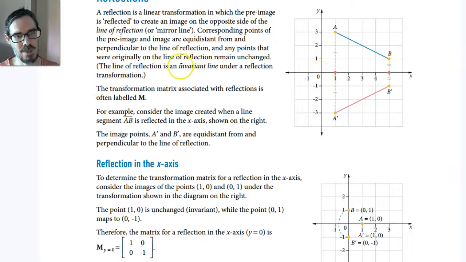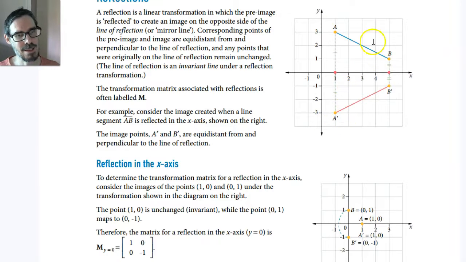Now, this also talks about something called an invariant line. I'm going to come back to that idea later. What they're saying is, along the line of reflection, these points don't move. If I'm reflecting across the x-axis here, then these points on the x-axis don't move anywhere. They're reflected to the same point. But everything on one side gets reflected to the other side.